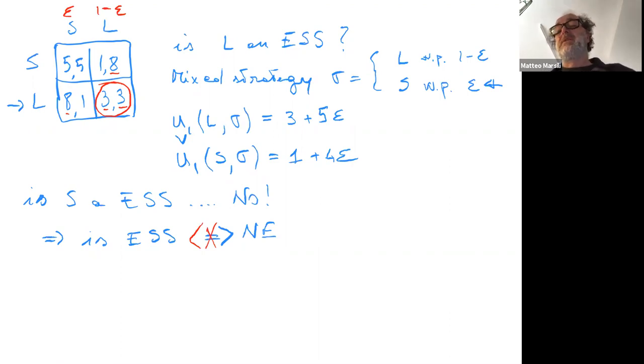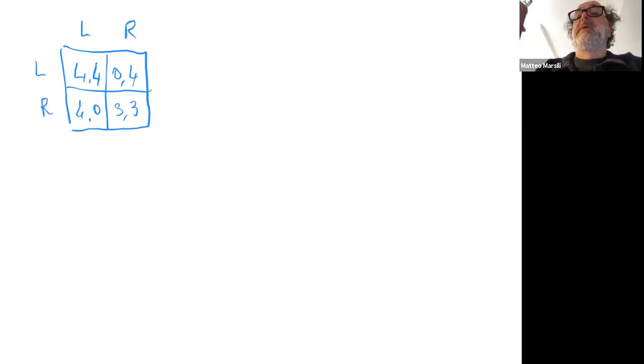In order to see this, we can analyze a different game. You can take this game here, with payoffs 4, 4, 0, 4, 4, 0, 3, 3. This is similar to the other game. Now if you look at the best response of player one when player two plays L, it is this one or this one. And if it is playing R, then it is this one. You can do the same for player two. And what you find is that here there are two Nash equilibria, one is this and one is this.